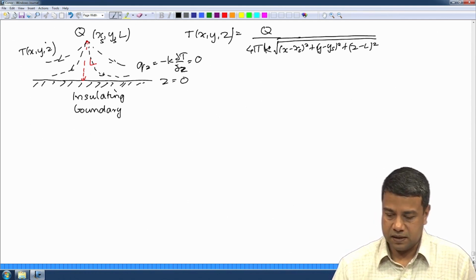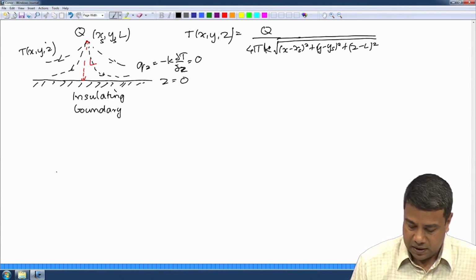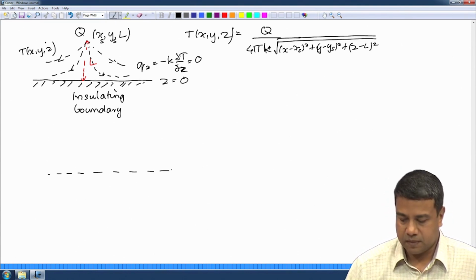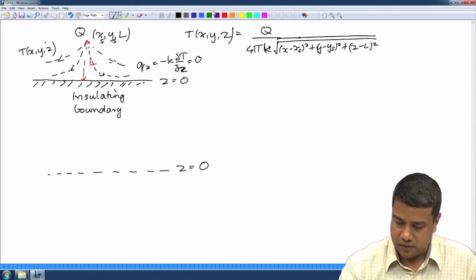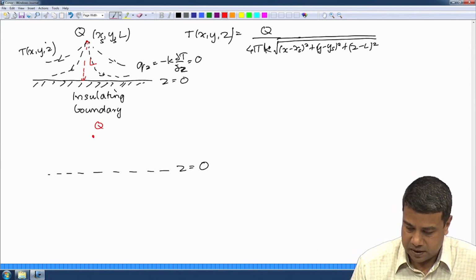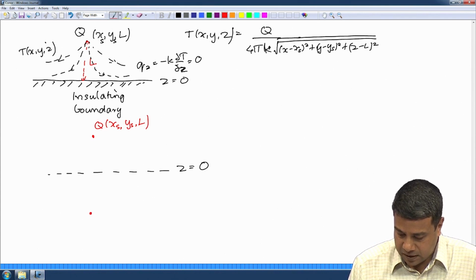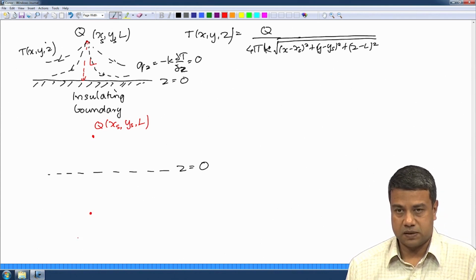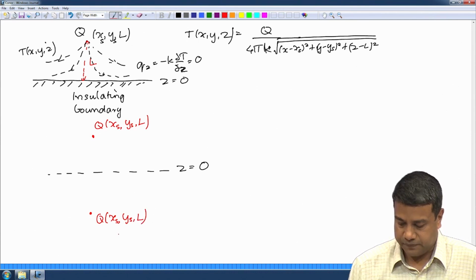The reason is that rather than solving this problem, I can replace it by another problem where I do not have a physical boundary, but rather I put a point source Q at xs, ys and L, and another point source symmetrically about this plane at the mirror image of this point source. Another source Q at xs, ys and minus L.